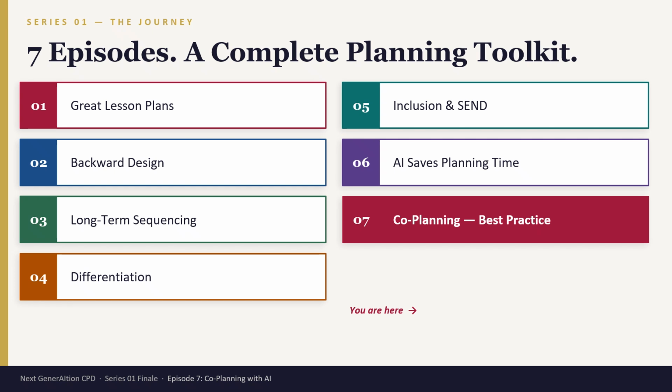Pitfall 3 is the differentiation illusion. Episode 4 of this series explored what genuine differentiation and adaptation looks like. Now here's the trap. AI can generate what looks like differentiation or adaptation for foundation, core, and extension tiers, and it does this extremely quickly. And sometimes it's genuinely useful, but often it produces tiers that differ only in length and not in genuine cognitive scaffolding. Effective differentiation or scaffolding means different thinking pathways, not just different word counts. Always evaluate AI-generated tasks against your knowledge of what your specific students actually need.